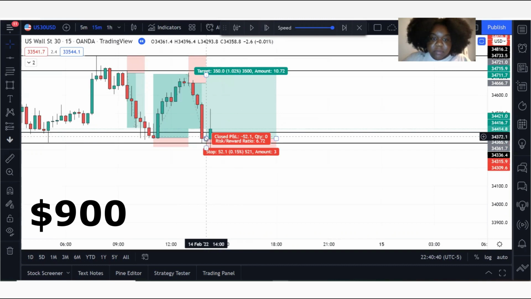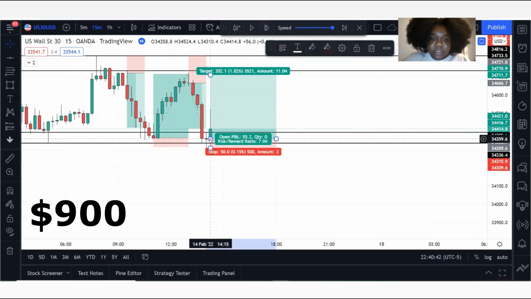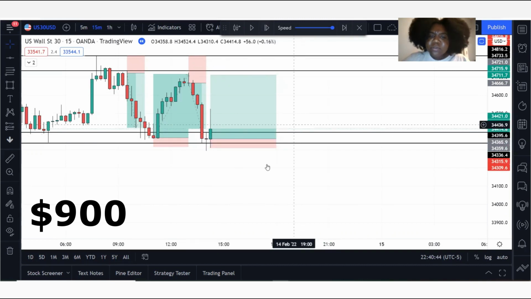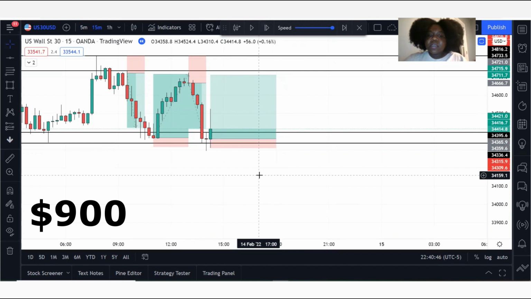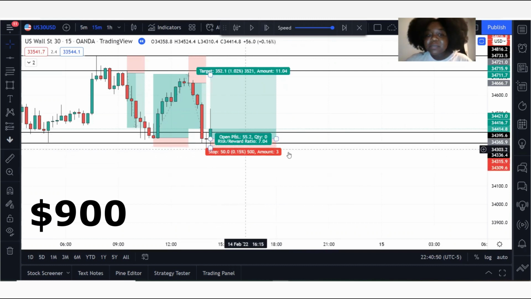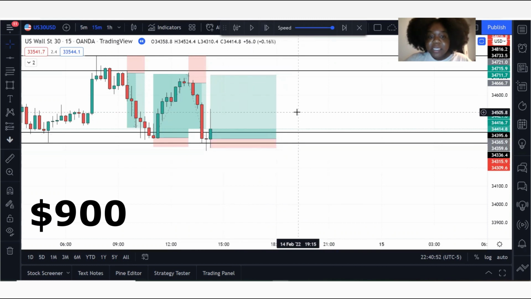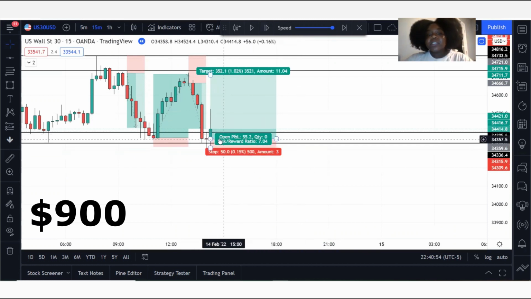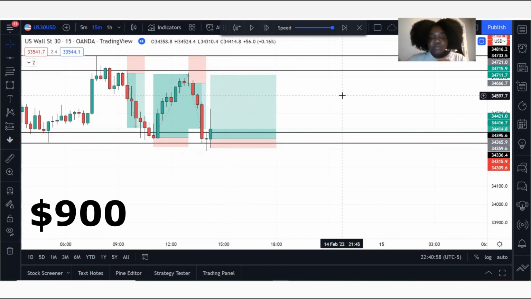Ooh. Matter of fact, let me just get him from my hand. Okay. Ooh, that was super close. It didn't hit my stop loss, but it really almost did. I know it didn't hit because it would have closed me out here, but we're still in the green. But that was super close. Whoa.